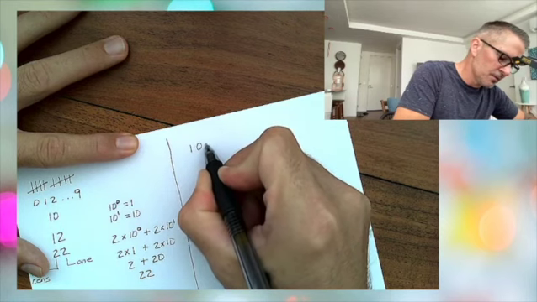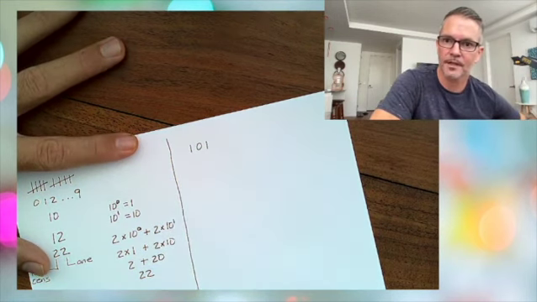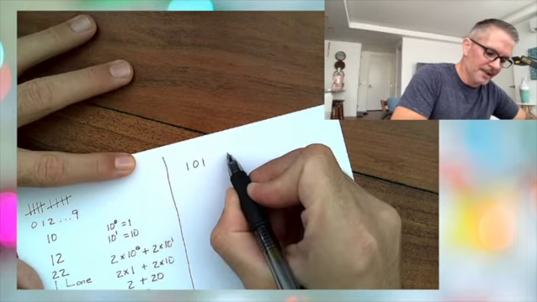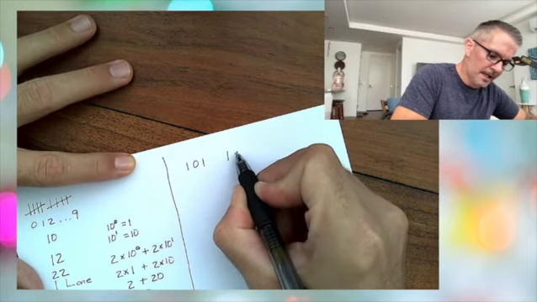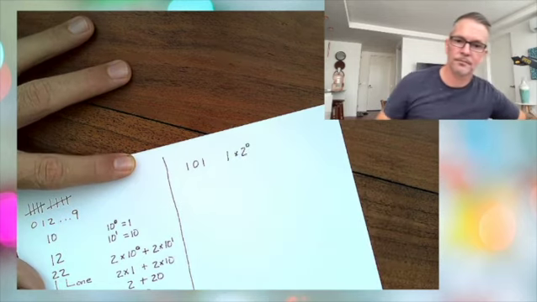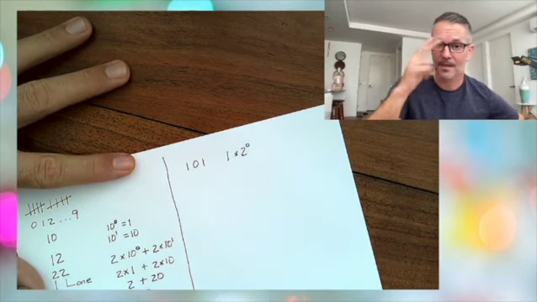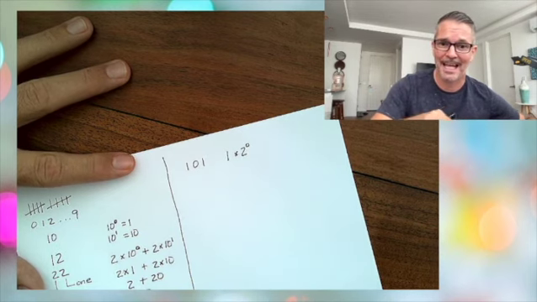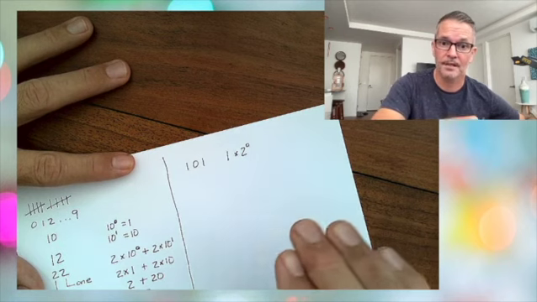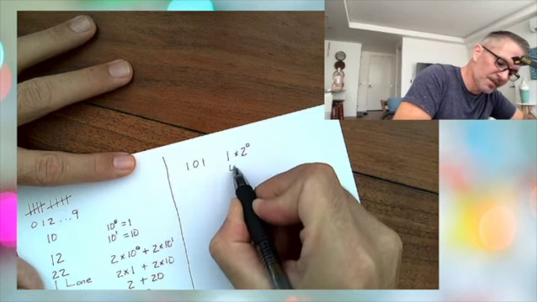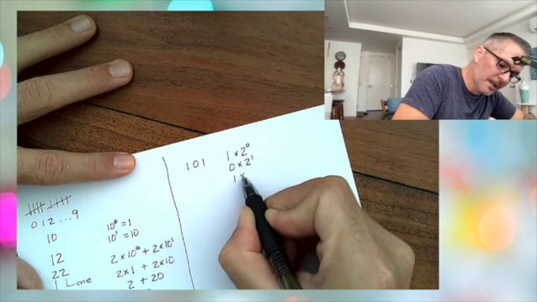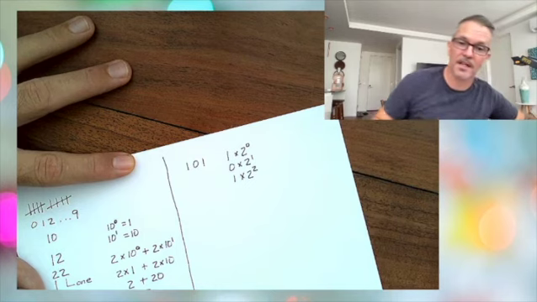1, 0, 1. What I'm actually saying is, I take the first position, that is 1 times 2 to the 0, because this is a binary number system. We only have 2 possible numbers, so everything is in a base of 2. 1 times 2 to the 0, 0 times 2 to the 1, 1 times 2 to the second power.